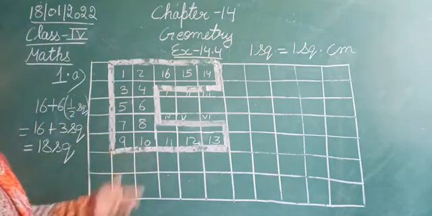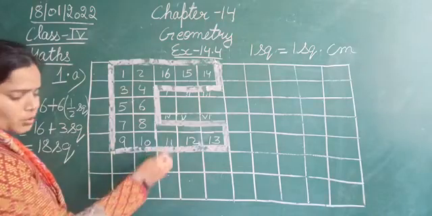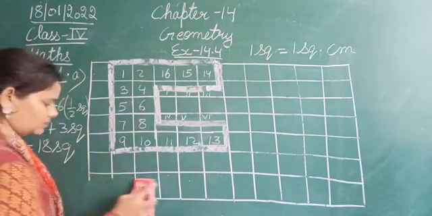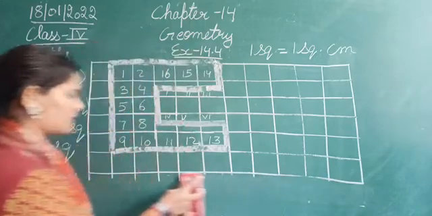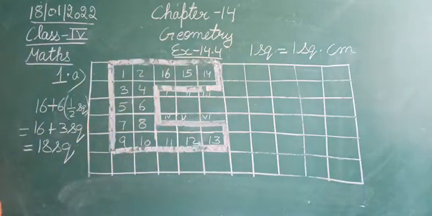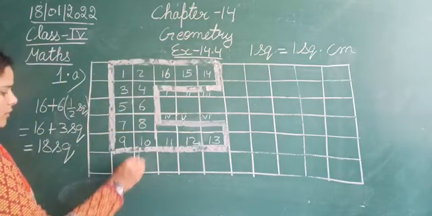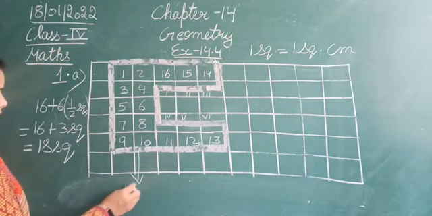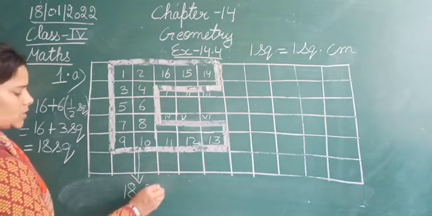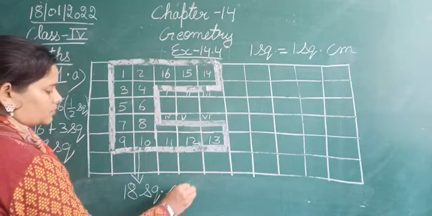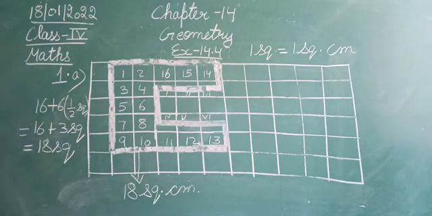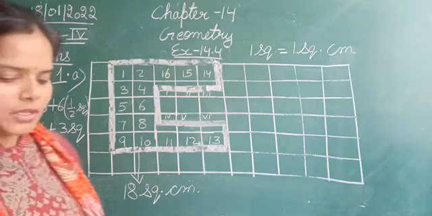So the area of this figure is 18 square centimeter. Okay, so this is how we are going to find out the area. Got it? Chalo.